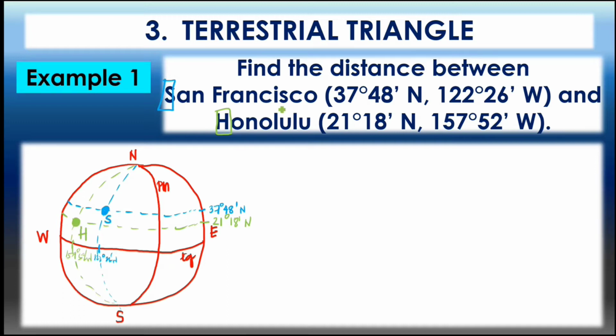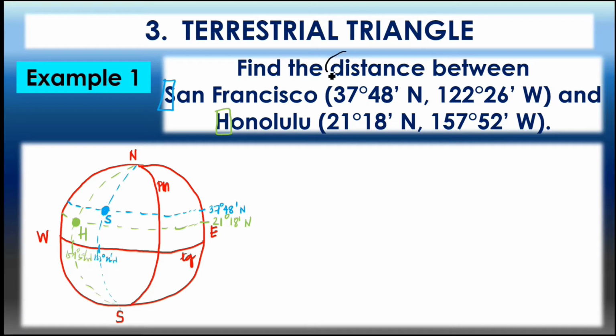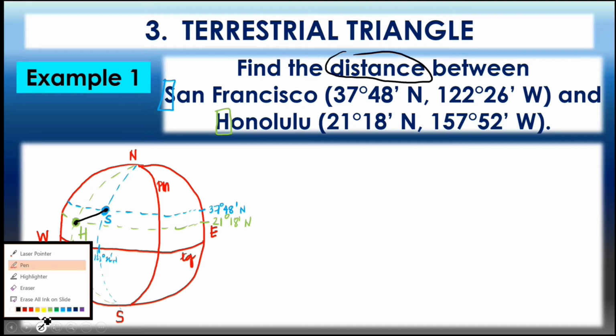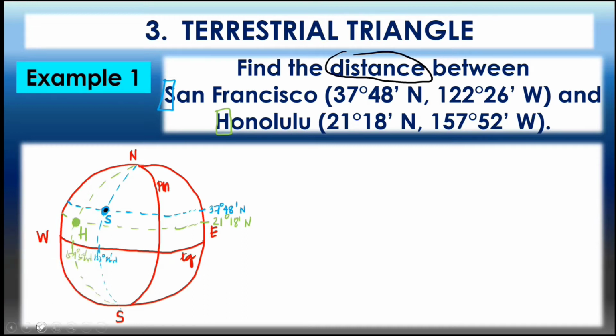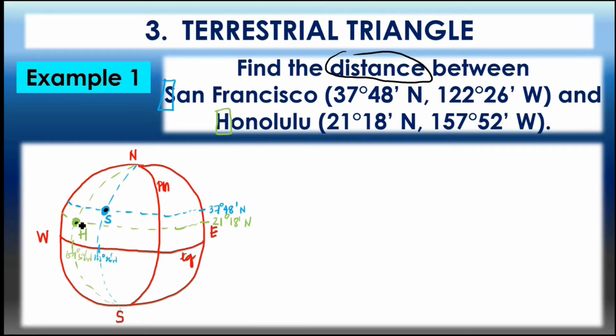Okay, next. So what is the question here? The question here is we're gonna find the distance. It is said in the problem we're gonna find the distance between the two said places, so the distance between San Francisco and Honolulu. So this is what we need to know. Just to clarify, since this is a sphere, it should be in the form of an arc.